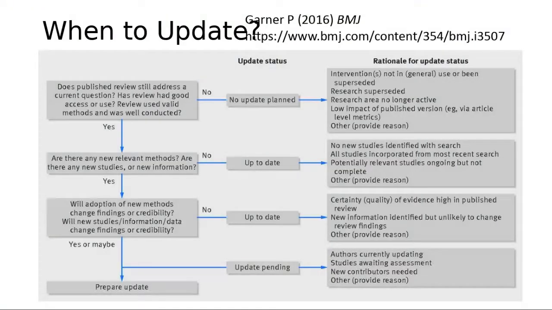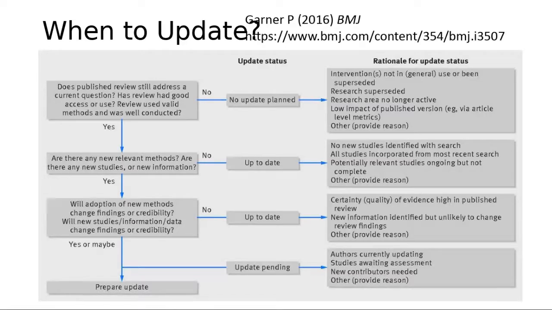This is a very useful flowchart produced by Garner and colleagues in the BMJ. It's some questions that we ask in order to decide whether there should be an update. So does the published review still address a current question? Did the review use valid methods, and was it well conducted? Are there any new methods that might change how we handle the review? And particularly, will those new methods change the findings? Or indeed, will new studies change the findings or the believability of the review? And these are all indicators for an update.